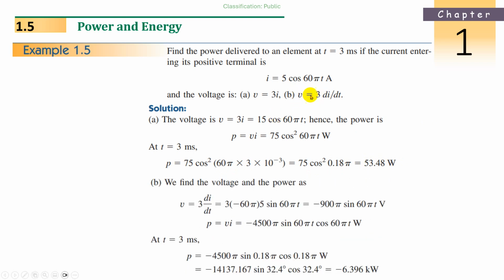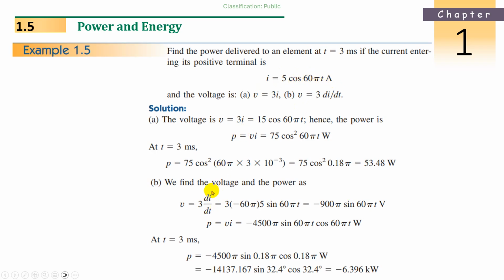Second one, when V is equal to 3 di by dt. The first one is okay with 3 Vi, but the second one gives the time rate of current. 3 V di by dt means you have to differentiate first, then substitute in the power. So we find voltage and power as V is equal to 3 di by dt. So what is I here? 5 cos pi t. Now it is very important.